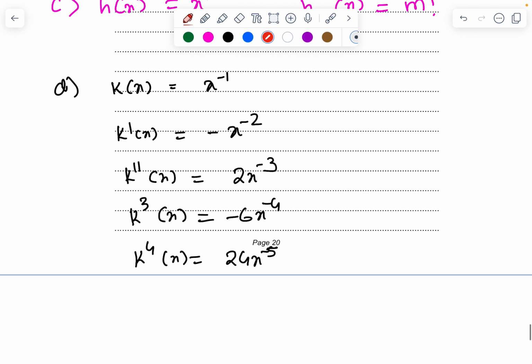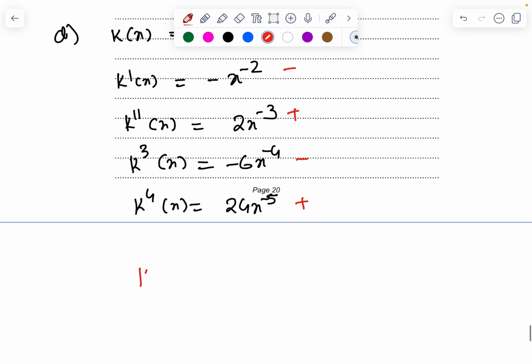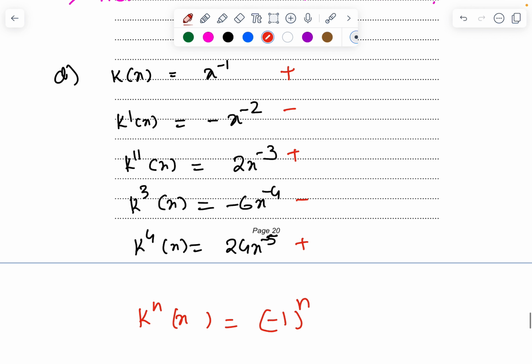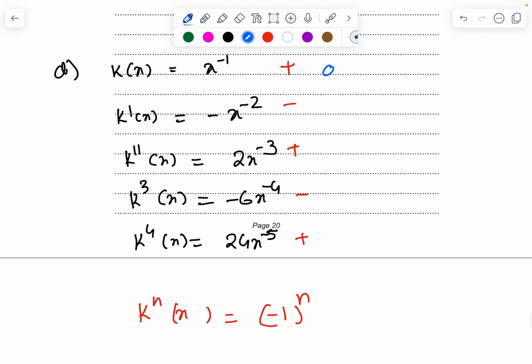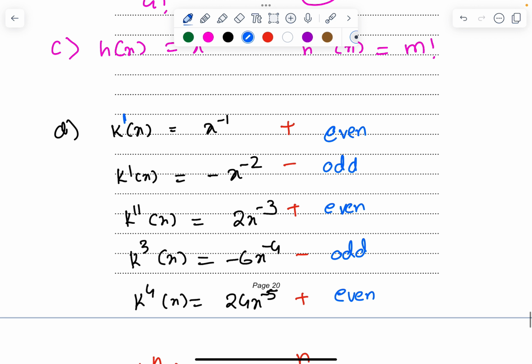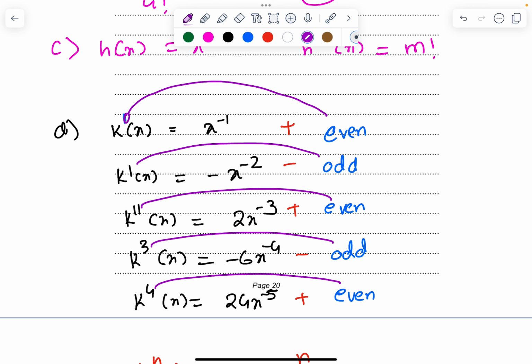So we can clearly see that the signs go positive, negative, positive, negative, positive, negative. So the nth derivative is going to have minus 1 whole to the power of n. You can see that if n is 0, this is even, 1 is odd, 2 is even, 3 is odd, 4 is even.